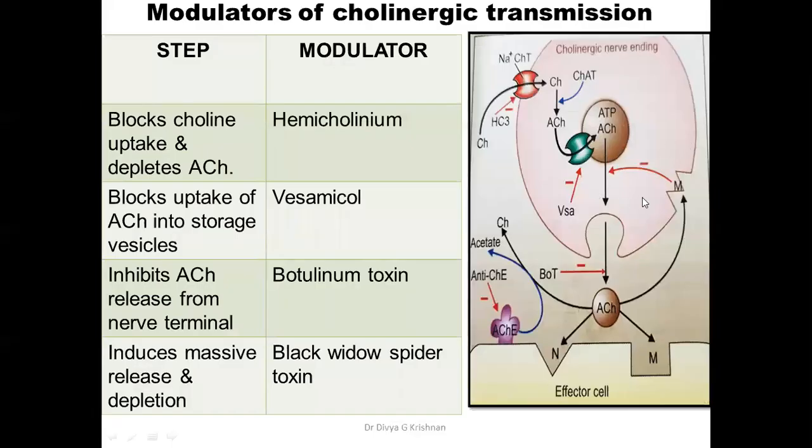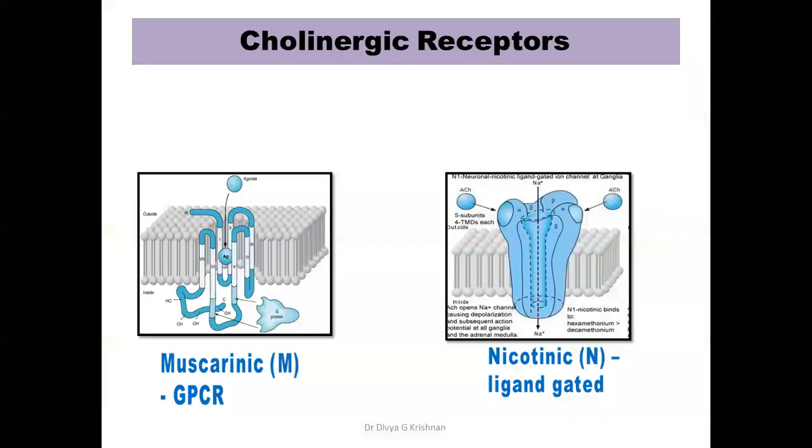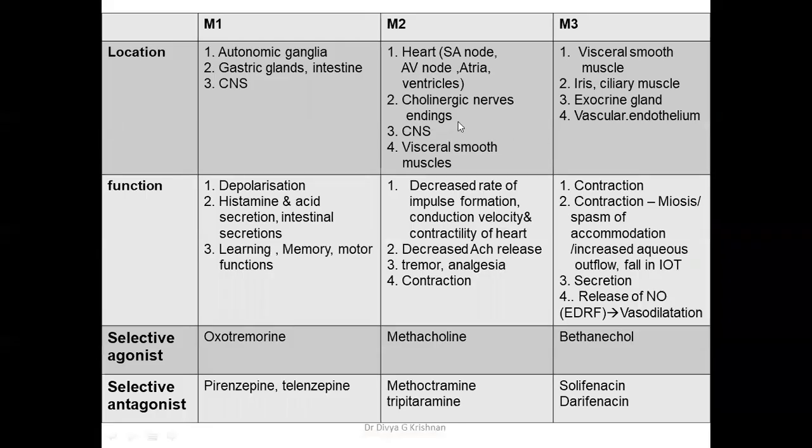See, this is the pre-junctional nerve ending, and this is the muscarinic M2 receptor, which is present on the pre-junctional nerve ending. So you can see other receptors are present on the post-junctional effector organs, but this M2 receptor is present on the pre-junctional nerve ending. So that is one of the sites of location. It is also present in the CNS and in some cases in the visceral smooth muscles also.